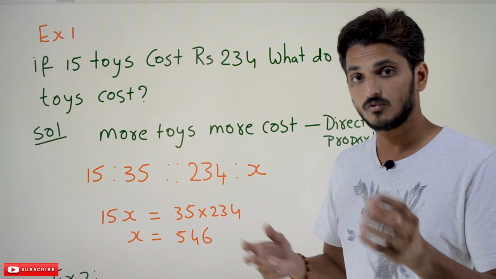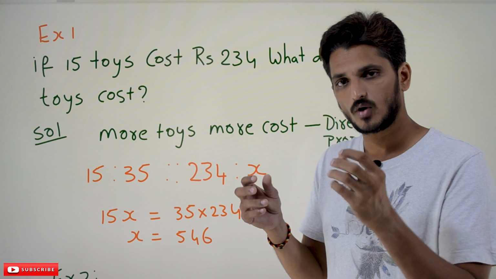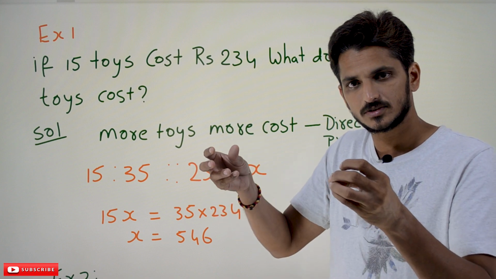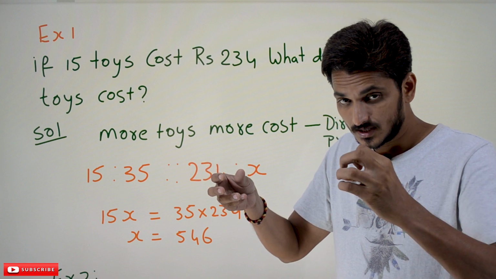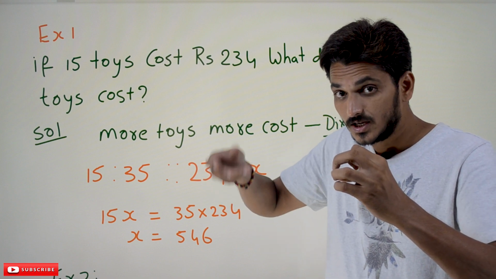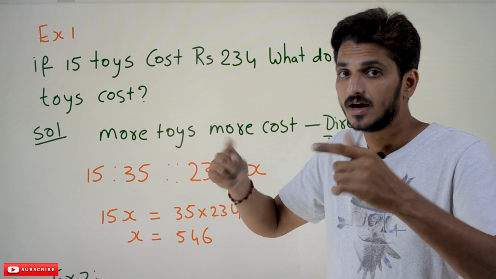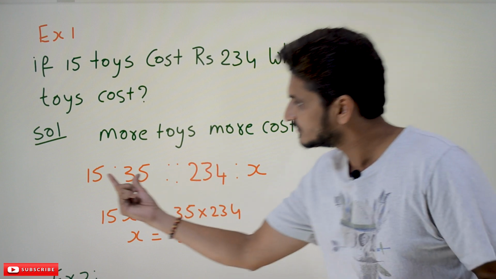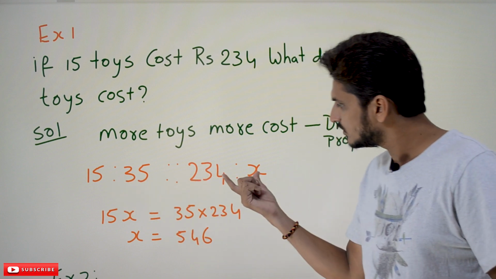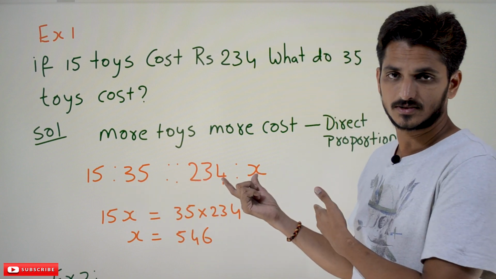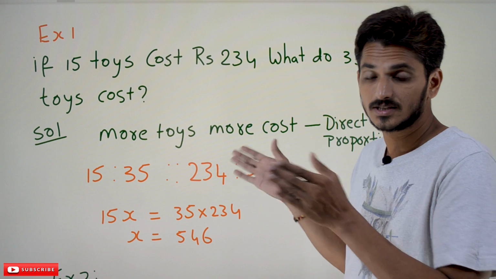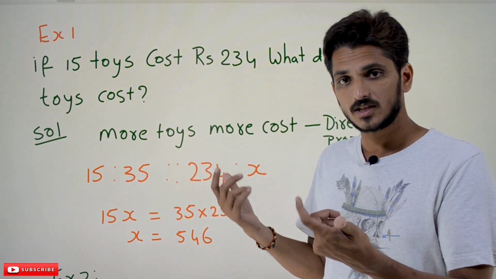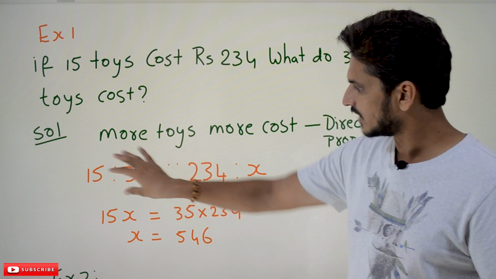See, assume that one toy costs 20 rupees. Two toys cost 40 rupees. As toys increase, cost is also increasing to the same extent. That is the point you have to understand. That's why 15 is to 35 is equal to 234 is to x. It is increasing to the same extent. Two ratios, if they are equal, we call it a proportion. We can write it like this.